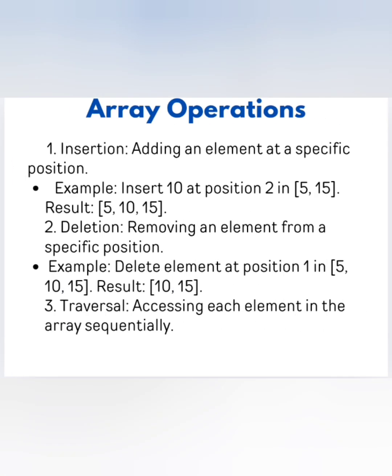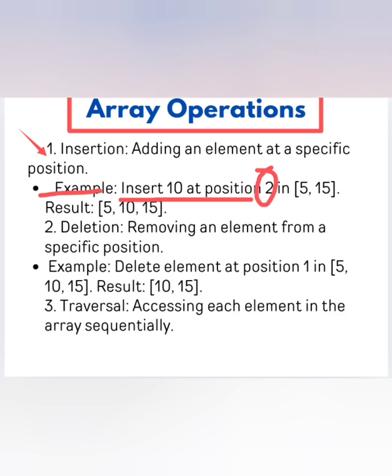So here first of all we see the array operations. On the array data structure, which operations can we easily perform? The first operation is the insertion operation. Insertion operation is used for adding an element at a specific position in an array. If we want to add a new element in an array, the insertion operation is used. Here the example: insert 10 at the position or index value 2.